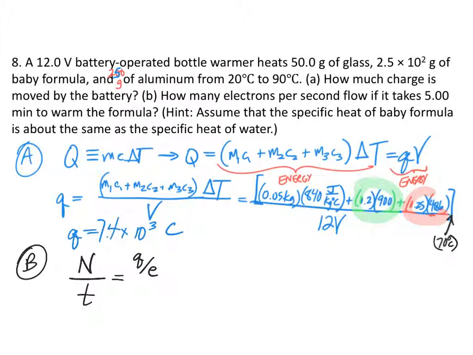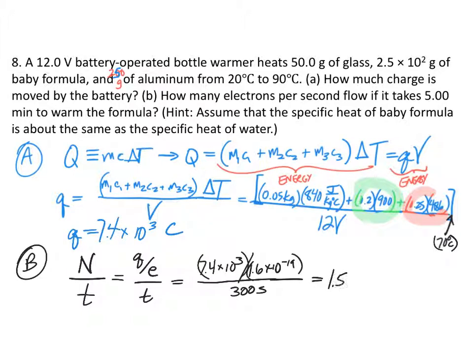And per unit time. So basically this will give us 7.4 times 10 to the third divided by 1.6 times 10 to the minus 19 over 5 minutes, so that's going to be 300 seconds. And in the end, 1.54 times 10 to the 20th electrons.